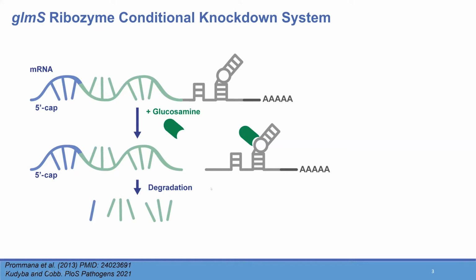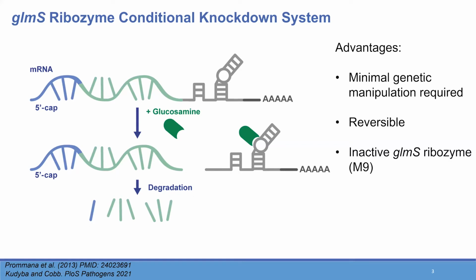And this system was an attractive system for me to start with for many reasons. One, it requires minimal genetic manipulation to utilize the GLMS system compared to other available systems. It's reversible, so once glucosamine is removed, protein expression can be restored. And there is a GLMS ribozyme with inactivating mutations that was published, termed M9, that does not respond to glucosamine treatment. This M9 inactive ribozyme serves as a great control, especially with us trying to adapt the system to a whole other life cycle stage.